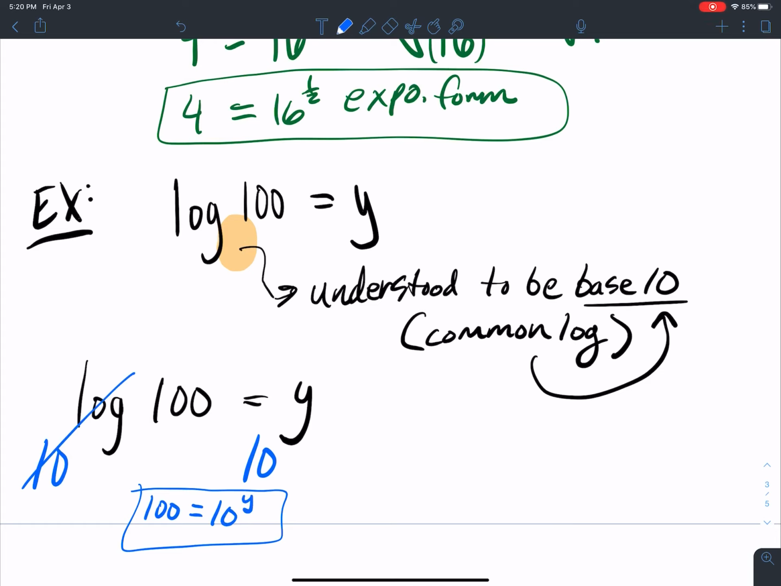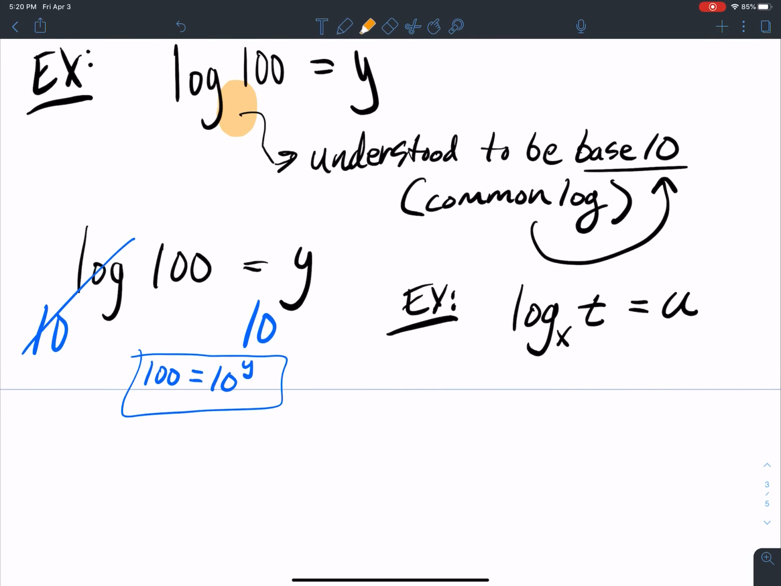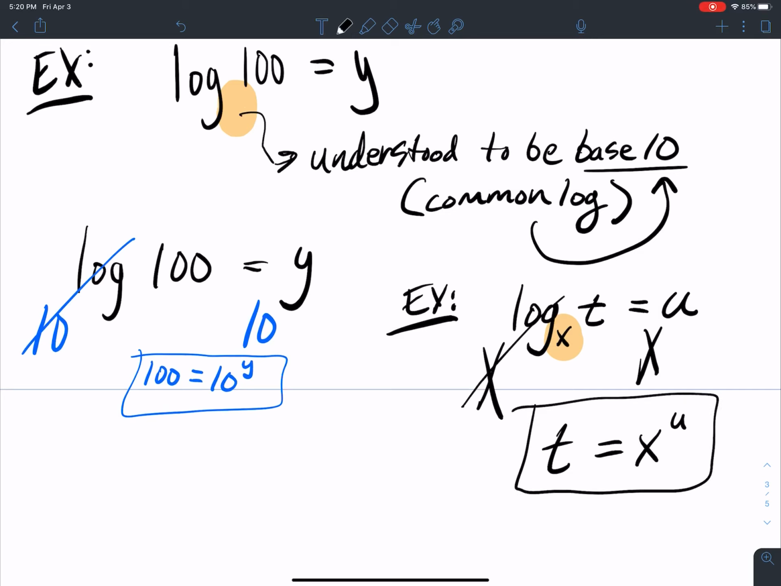All right, one more thing that will help to make sure we've got converting log to exponential. Log base x of t equals u. What's my base here? My base is x, so I raise both sides to, I have an x here, those cancel, I get t equals x raised to the u. So that's the exponential form. This is the log form.